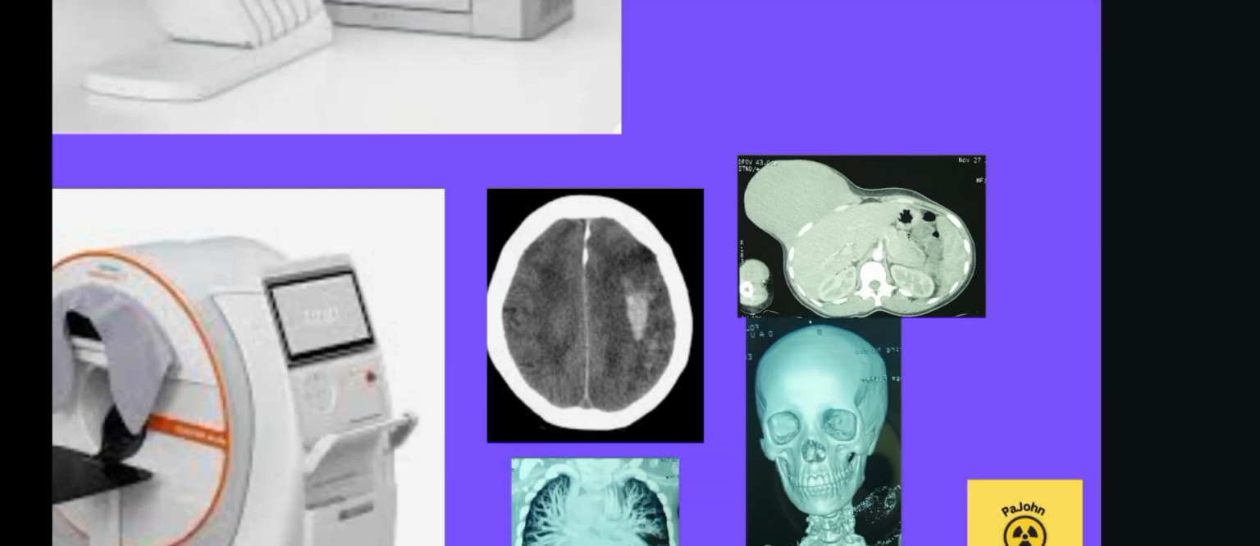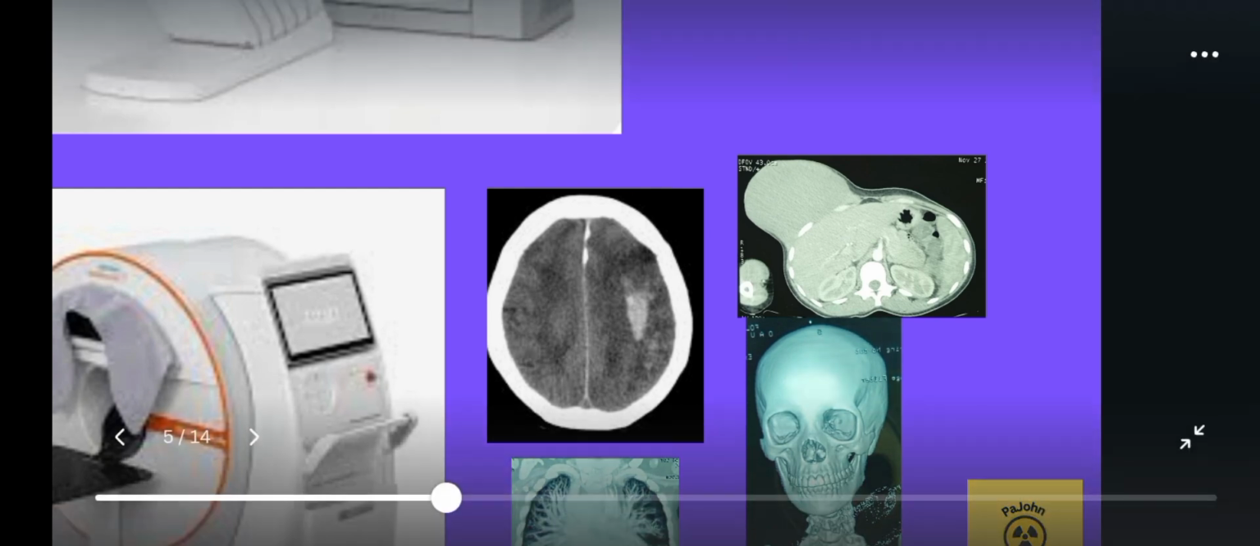This is a volume rendering. This is a cranial bone. You can see how we can see the surface of the bone.